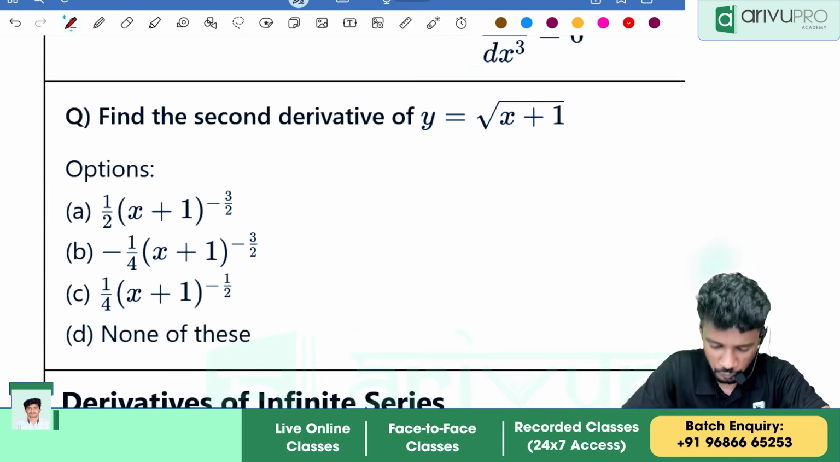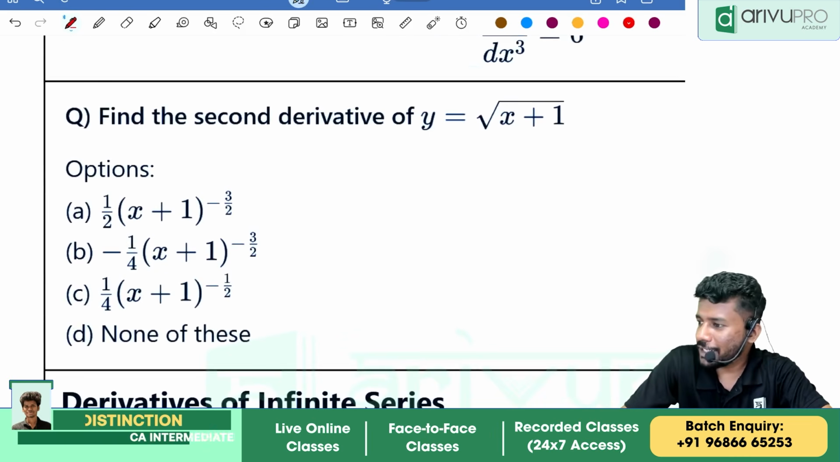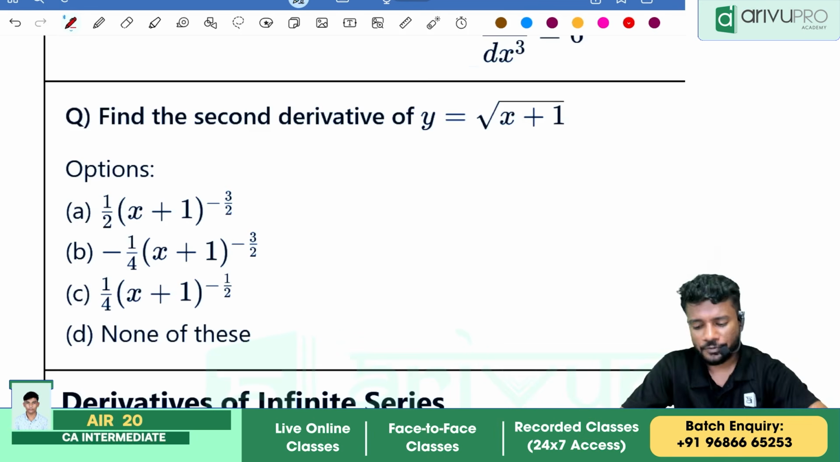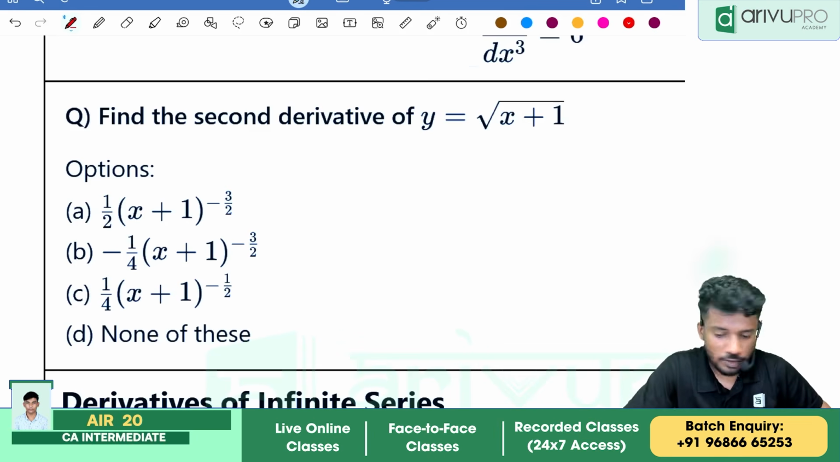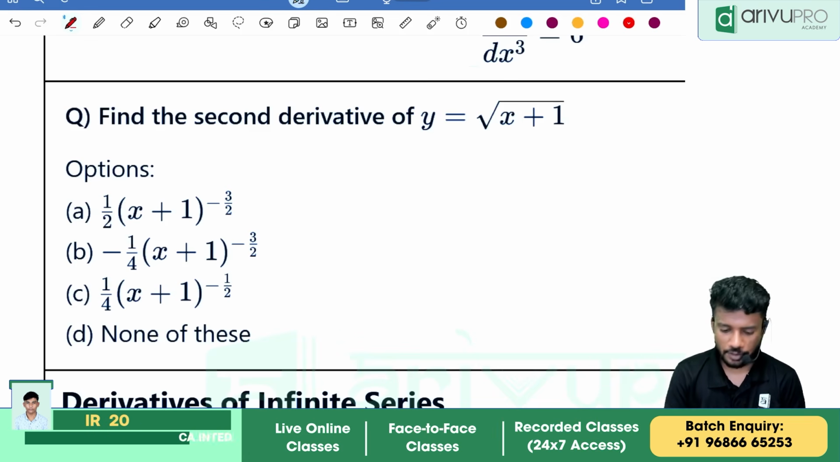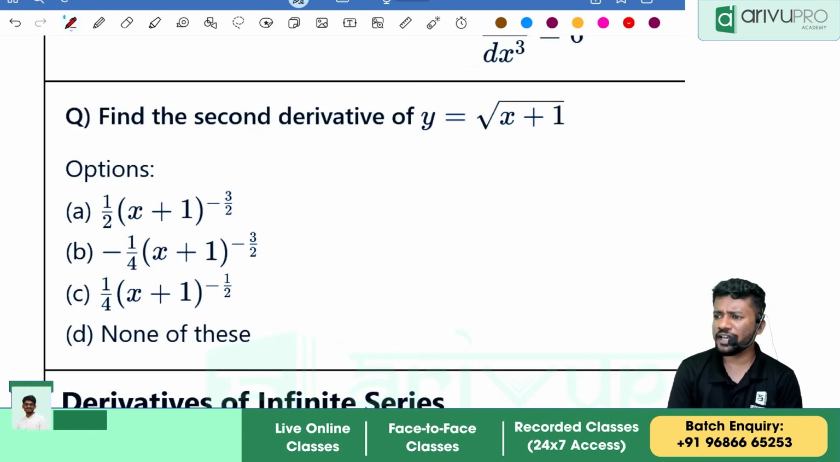Now, everyone, get me the answer for this. First option. Now, find the second derivative of root of x plus 1. First option. Good. Rest of you, everyone, please find it. Then we will go for the last one before our application of derivative. Then we have integration.